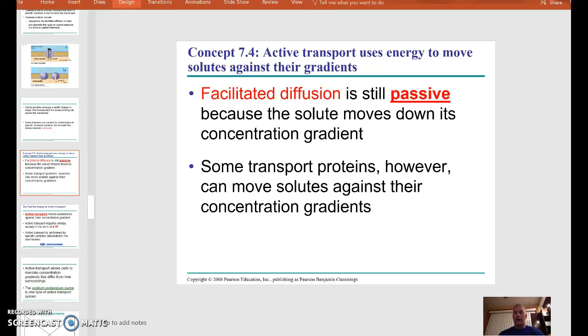Hi, this is Mr. McLean, and in this session, we're going to talk a little bit about active transport. We're going to focus in on the sodium-potassium pump and why that's such a critical biological function.